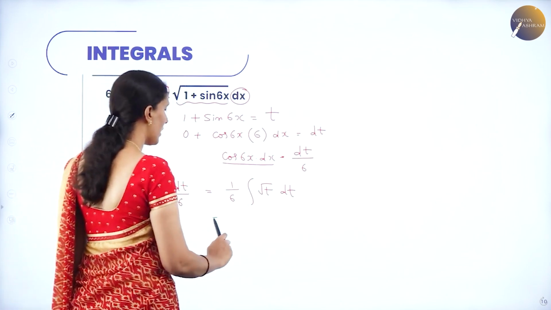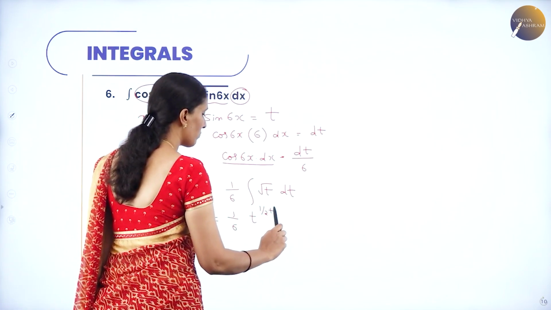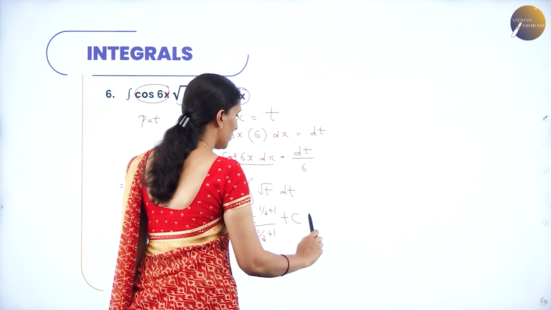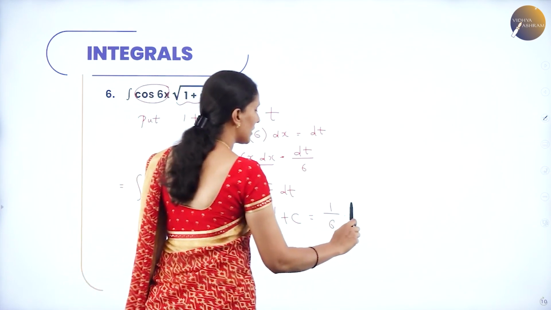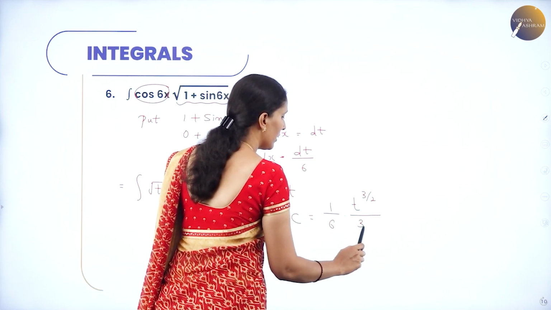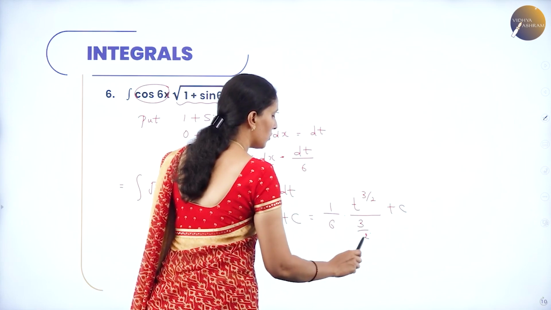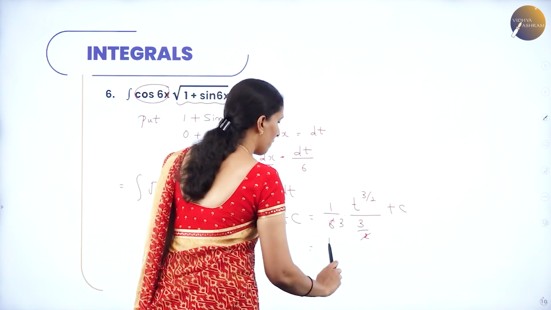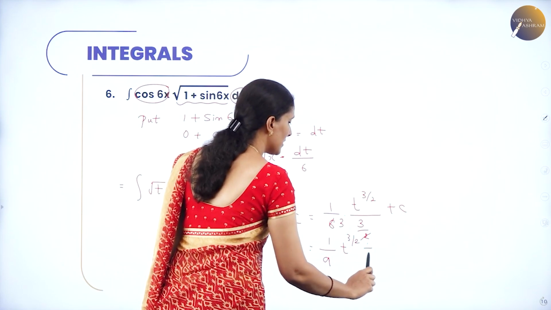So, I can write it as 1 by 6 t to the power half plus 1 by half plus 1 plus c, which is nothing but 1 by 6 times. So, half plus 1 is nothing but t to the power 3 by 2 divided by 3 by 2. So, here I can cancel 2: 1 by 6 times 2 by 3, so this becomes 1 by 9 times t to the power 3 by 2 plus c.